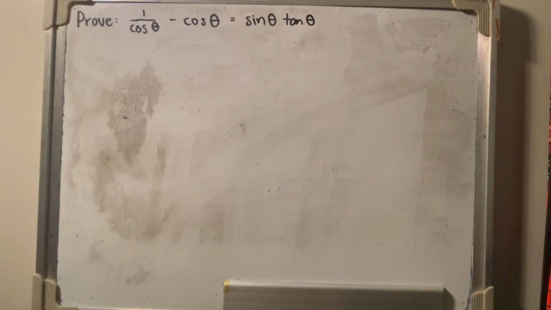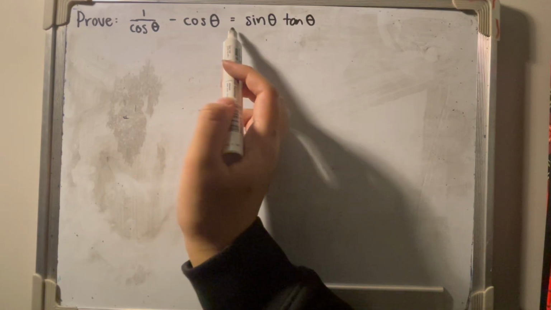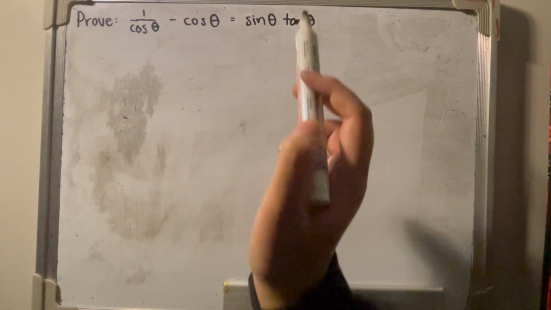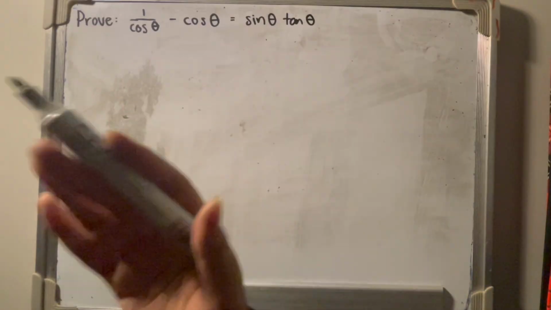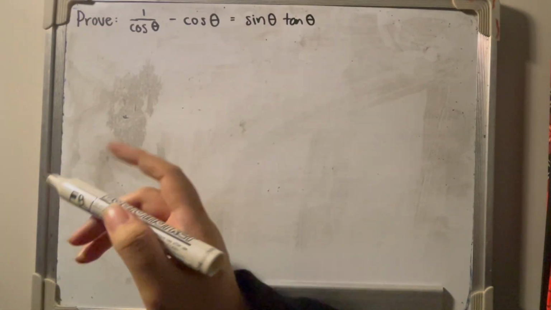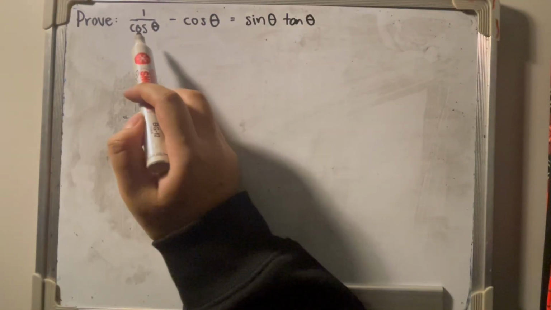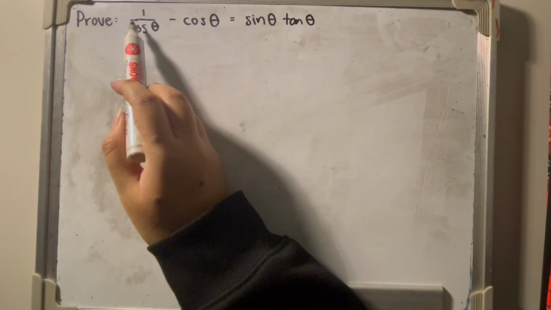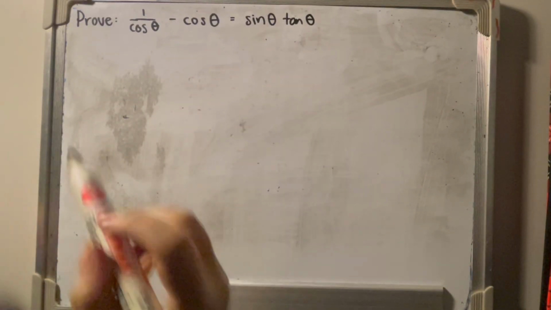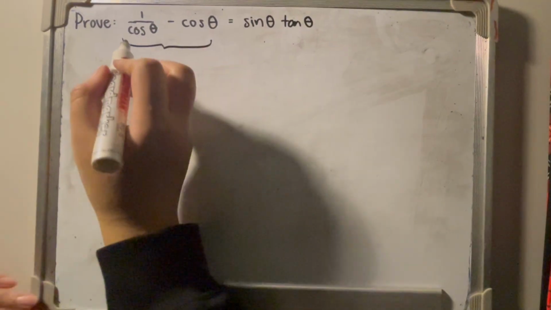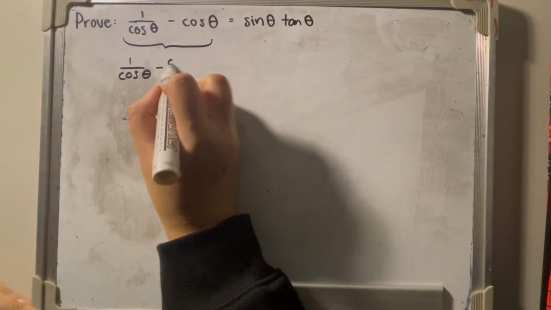Okay, we have a completely new problem, which is prove that 1 divided by cos theta minus cos theta is equal to sine theta times tan theta, using the left hand side, because obviously this looks very complicated, right? So the first step is to find the common denominator for this lovely term over here, which is cos theta. So as you can see, this is a fraction and this is not. To subtract this with this term over here, we need a common denominator of cos theta. So we can only focus on this one. So we can rewrite this as 1 over cos theta minus cos theta.